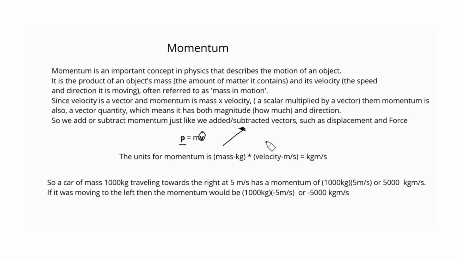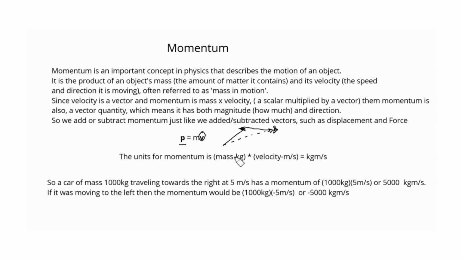And just like we added forces or displacement by adding the arrows, if we had a displacement in this direction of this quantity, and another one in this direction of this quantity, then the net displacement is represented by this dotted arrow there. Similarly, momentum would be added in the same way, geometrically, versus arithmetically like we would normally add a scalar quantity.